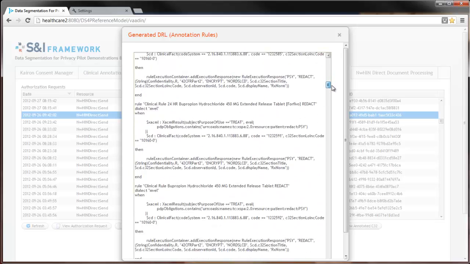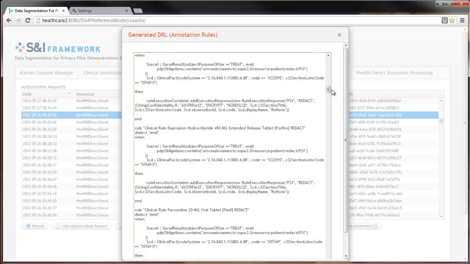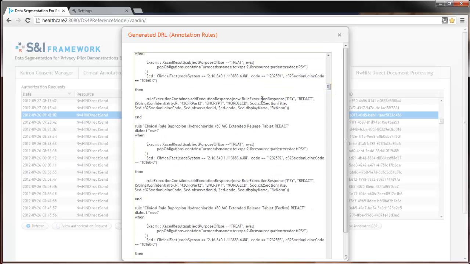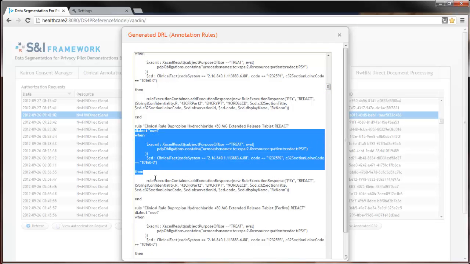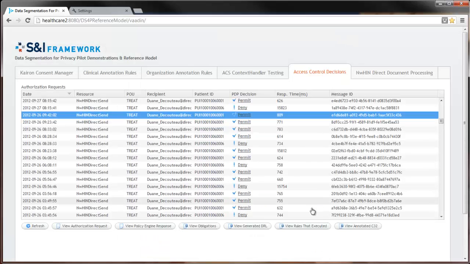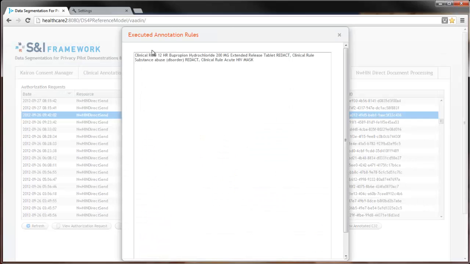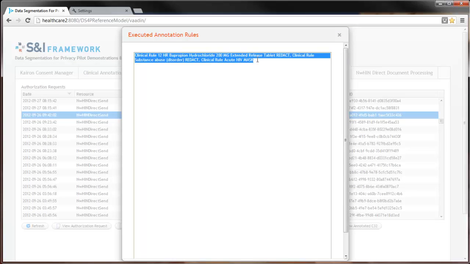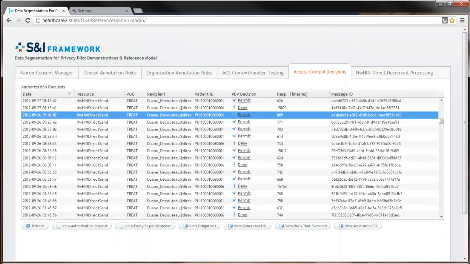The document orchestrator requests all tagging annotation rules from the security labeling service. An example rule for the redaction of a specific antidepressant is shown. The rules and the decomposed C32 are passed to the rules engine. The rules engine has determined that 3 clinical observations must be acted on.